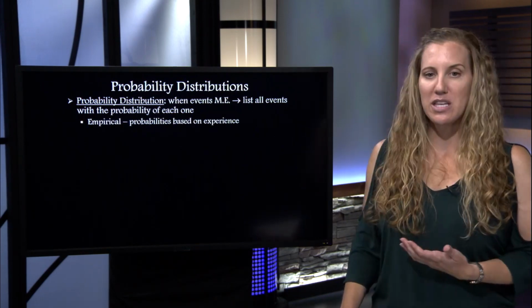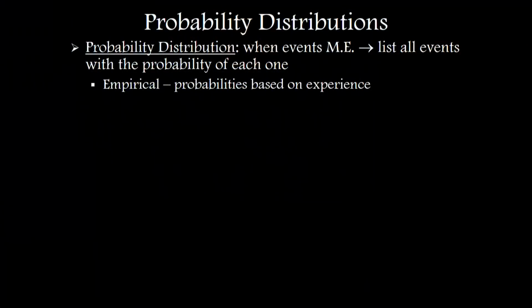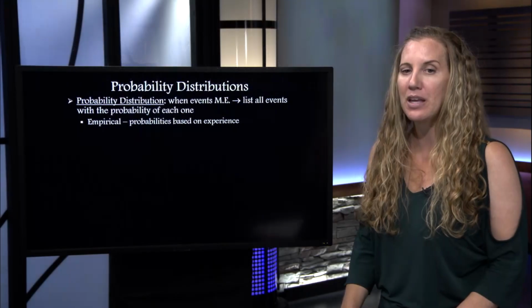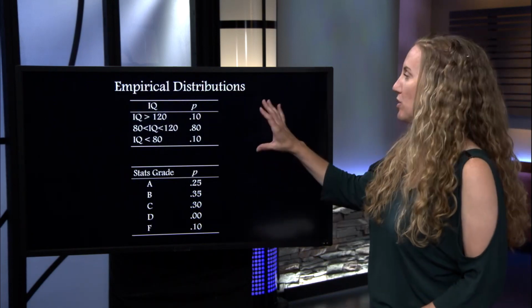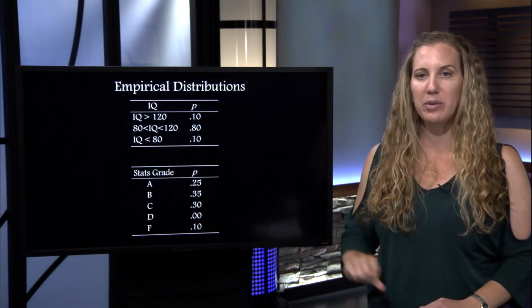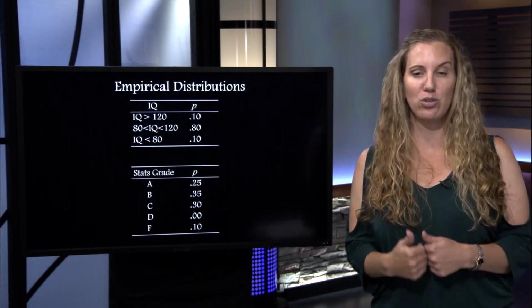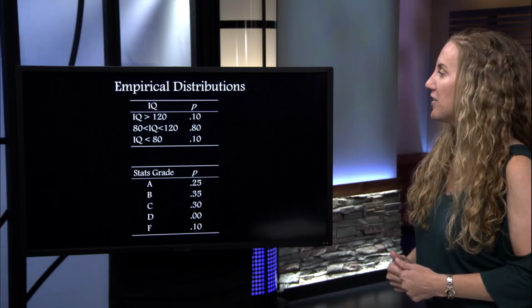The first way is the empirical probability distribution. The empirical probability distribution is based on experience. And so I have a couple examples of empirical probability distributions for you based on experience. So here we have a probability distribution for IQ scores, and then we have a probability distribution for my actual stats grades last time I taught this course.